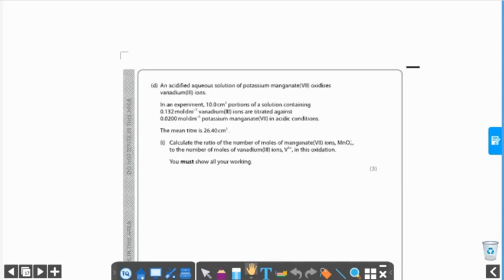What is this? This is just to find the molar ratio, right? That means you have to find the moles first. Moles of vanadium: n = CV. Here the concentration is given and the volume is given. So just apply n = CV.